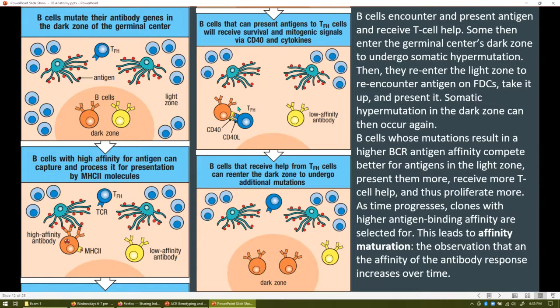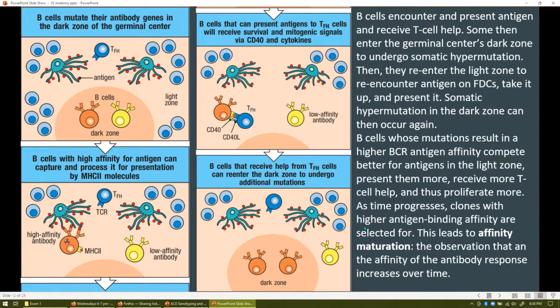Those T cells are going to provide them with cytokines that say, okay, you can survive, and feel free to mutate genes even further. And by the way, every time T cell help is received, you're going to be making plasma cells as well. So you're going to be making cells that are dumping antibodies with higher and higher affinity as time progresses as well. Now, B cells whose mutations result in a higher BCR antigen affinity compete better for antigens in the light zone, present them to T cells more, receive more T cell help, and proliferate more.